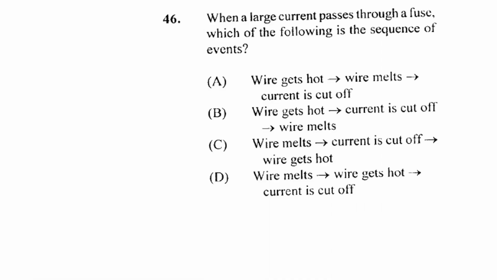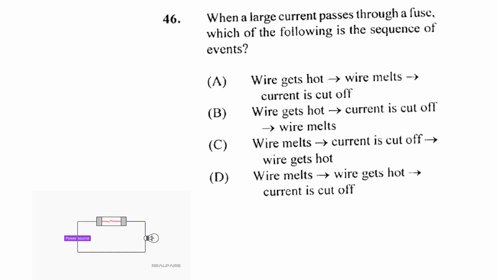Number 46. When a large current passes through a fuse, which of the following is the sequence of events? A. The wire gets hot, then the wire melts, then the current is cut off. B. The wire gets hot, the current is cut off, then the wire melts. C. The wire melts, the current is cut off, then the wire gets hot. D. The wire melts, then the wire gets hot, then the current is cut off.